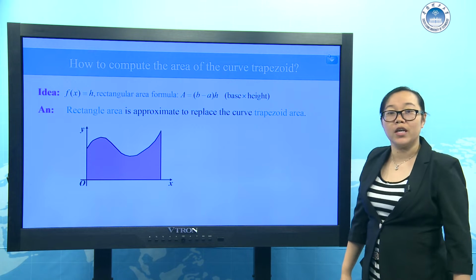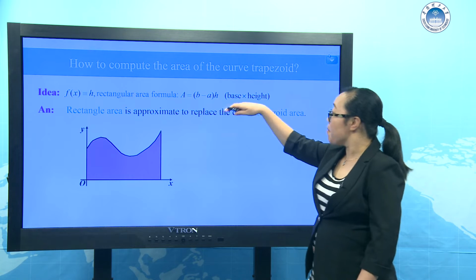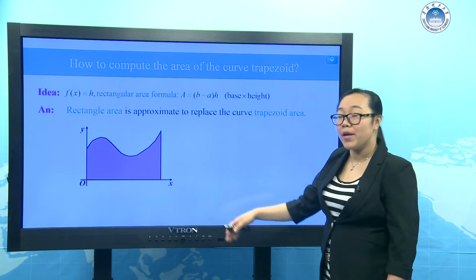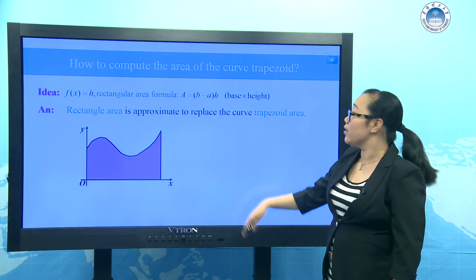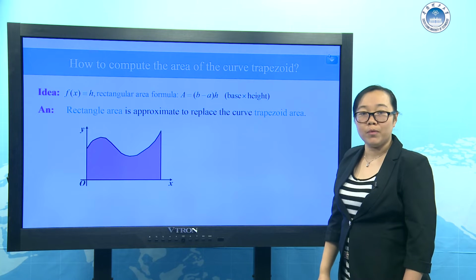We have known the given idea. If a rectangle is given with corresponding height f(x), at this time the rectangle area formula equals base times height. In this figure, the corresponding base is b minus a, and the corresponding height is h. So we have known the corresponding formula.